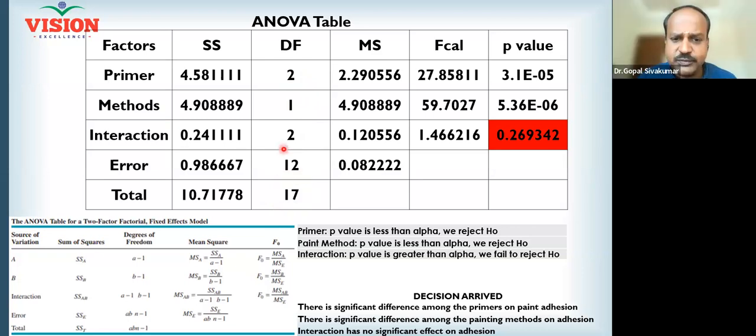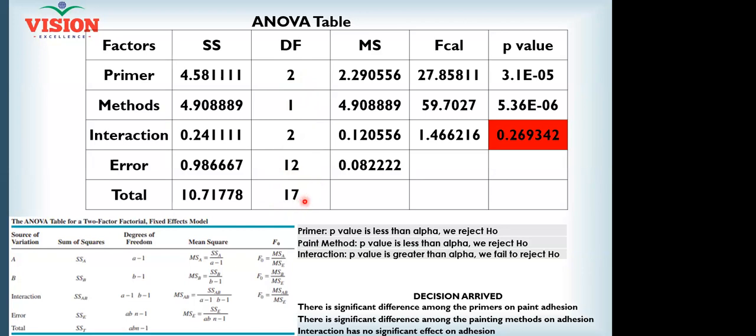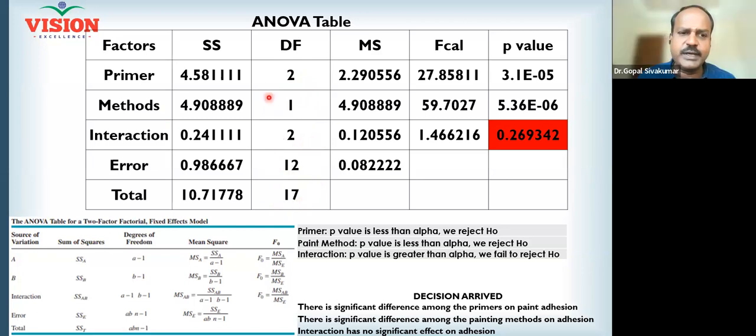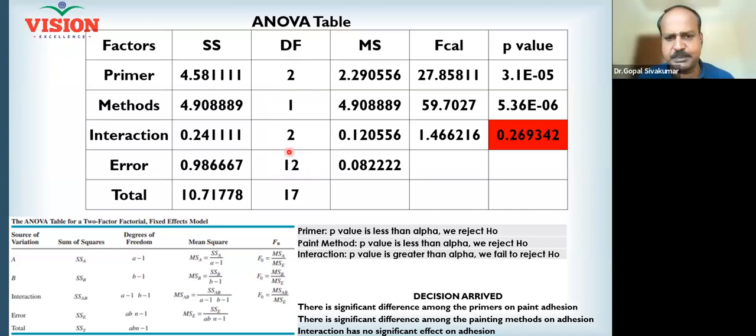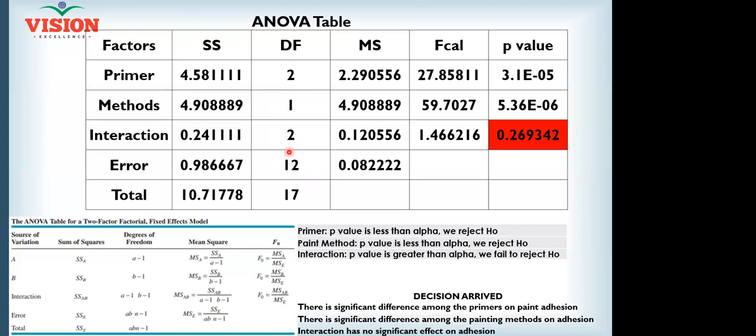Now this has to be filled up. Total degree of freedom minus the degrees of freedom of all the factors. When I subtract, 17 minus 5, the remaining is known as the degree of freedom for the error.